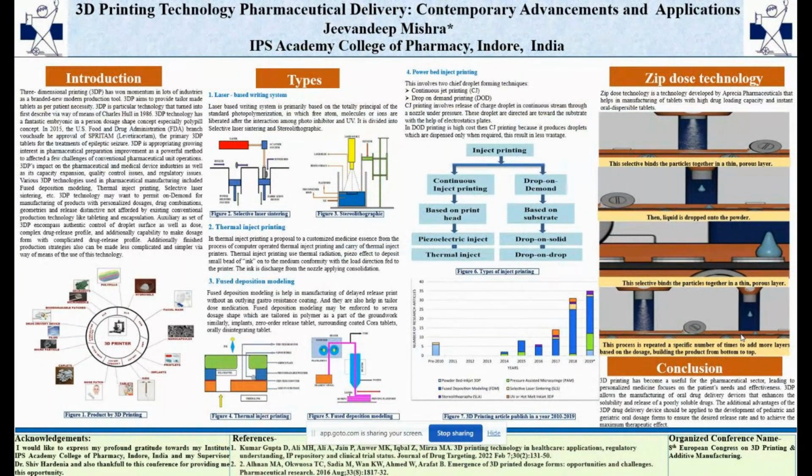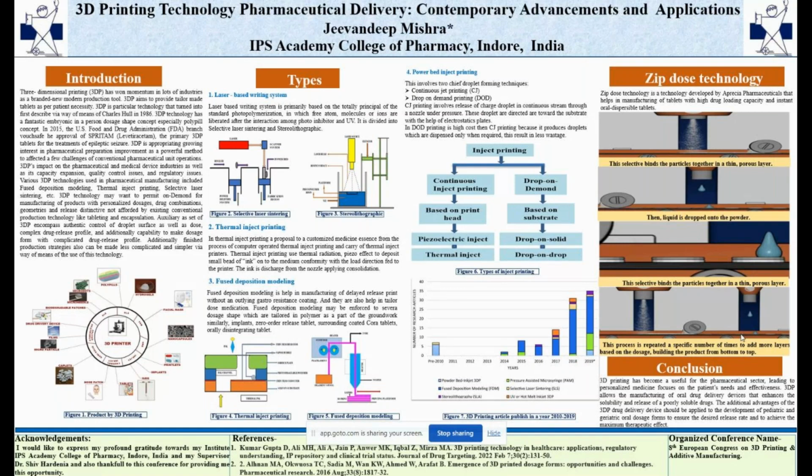3D printing is an emerging field that can be found in medicine, electronics, aviation, and other fields. 3D printing technologies are consistently finding implementation in novel fields, laying the foundation for a new commercial revolution. 3D printing aims to provide tailor-made tablets as per the patient's necessity. 3D printing was first described by Charles Hull in 1986. 3D printing technology has a fantastic potential for dosage form concepts, especially the polypill concept.